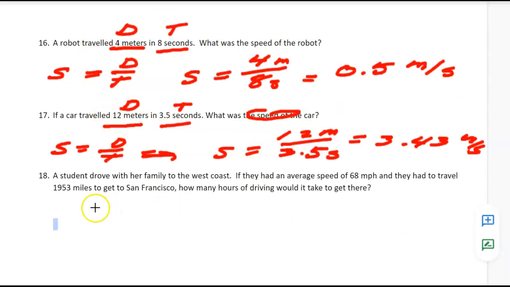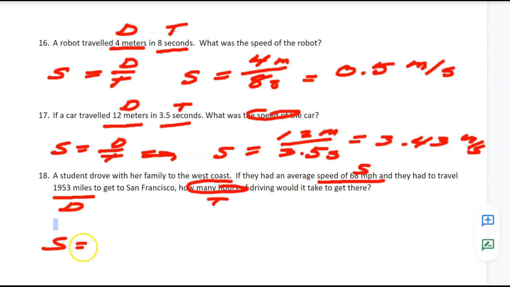Now we come down here to number 18. A student drove with her family to the West Coast. If they had an average speed of 68 miles per hour and they had to travel 1,953 miles, that's a distance, to get to San Francisco, how many hours of driving? If you're asking how many hours, you're trying to find time.